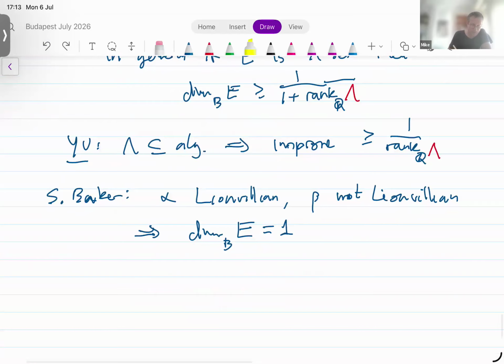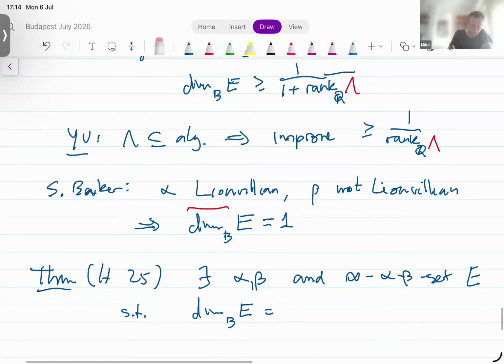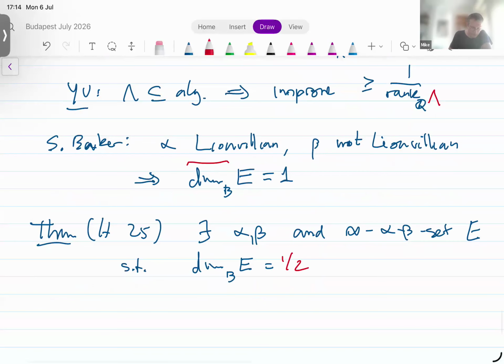Okay, but that's not true. So that's another theorem that I proved a little while ago, that there exist alpha and beta and an infinite alpha beta set E, so that the box dimension of E is 1/2. Actually, I should maybe say that I think what Simon showed was that the upper box dimension of E is 1. Sorry, and what I said here is wrong. I should have said 1/2. So, in other words, the Feng-Sheng bound is sharp.